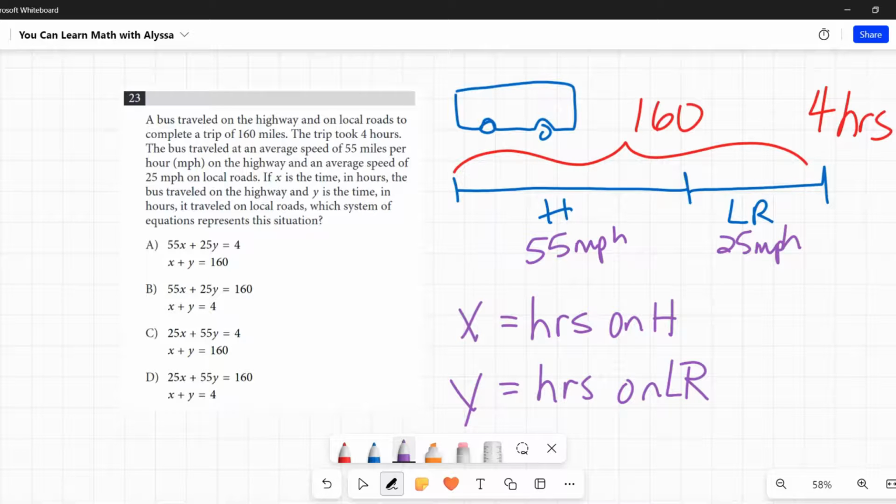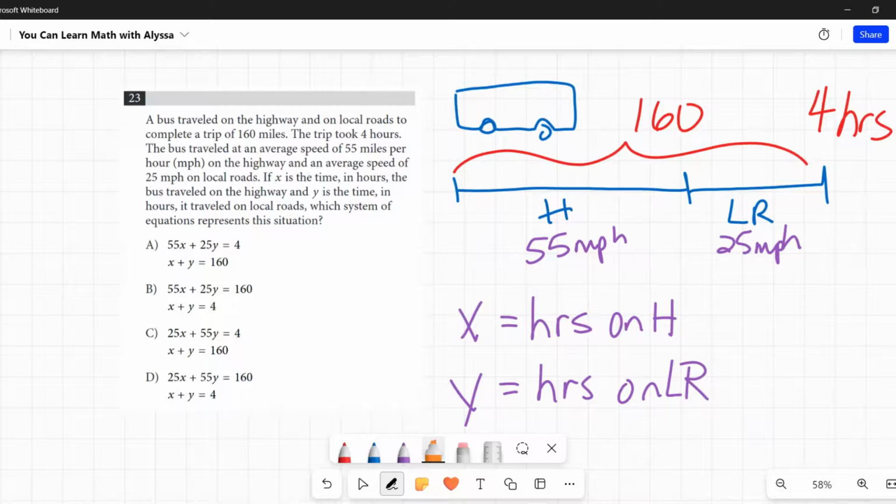All right, so first off, before I even look at these options in detail, I'm going to look at them generally. And I see that each one of them has an equation that involves 25 and 55. They're being multiplied by X and Y. So, okay, there's my miles per hour coming in. And some of them are adding up to 4, and some are adding up to 160. Okay. And then I've got these X plus Y's. And 2 of them are equal to 4, and 2 of them are equal to 160. Okay, that seems the simpler of the two, so I'm going to start with that, X plus Y.